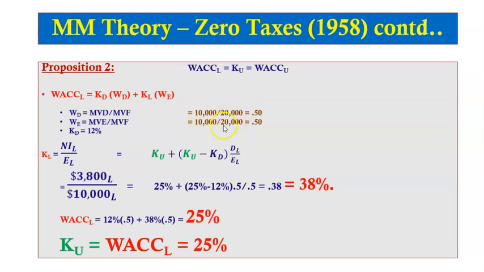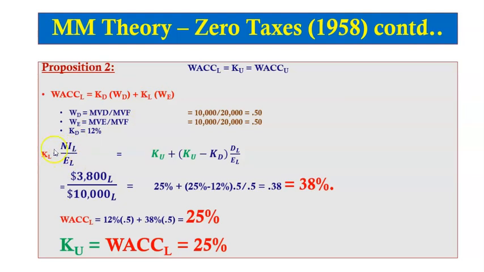So the value of the unlevered company is 20,000 as we saw on the previous slide. Given this, the market value of debt here is equal to the book value of debt, and the market value of equity here is equal to the book value of equity. So if we divide these by the market value of the firm, we get the weight of equity equal to 50% and the weight of debt equal to 50%. From the WACC formula here, we already know KD is equal to 12%, and we have got the weight of debt and the weight of equity calculated here, 50% each. The only missing element is the cost of levered equity.